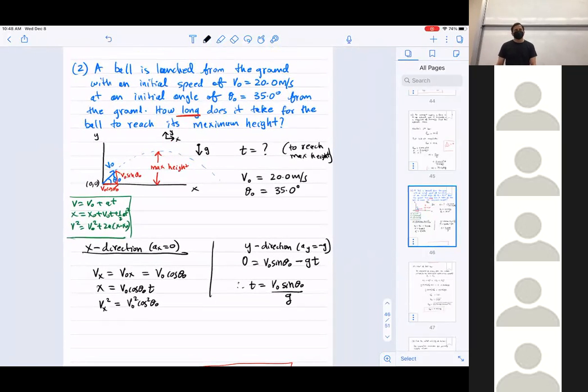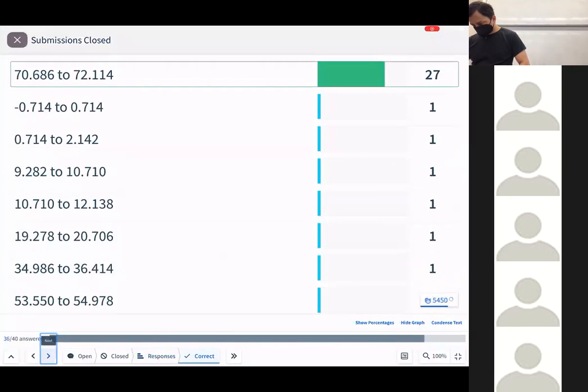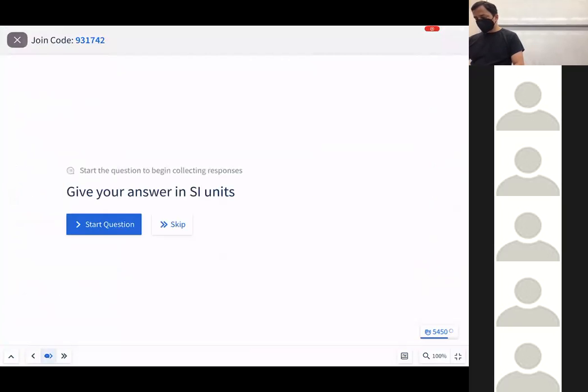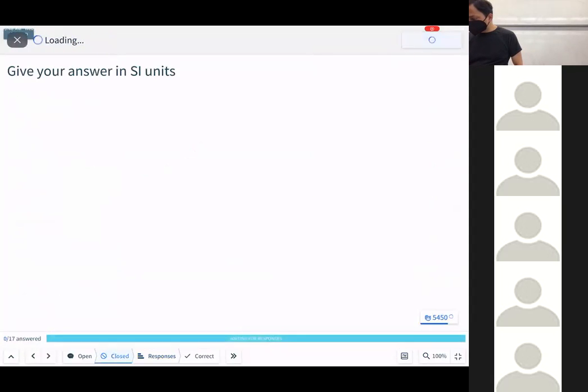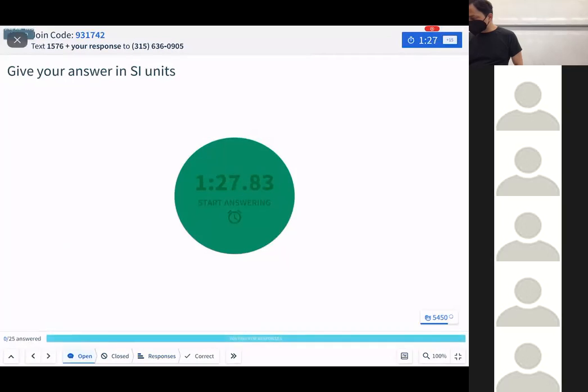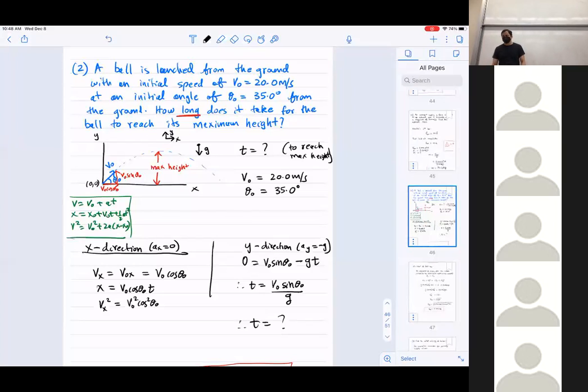I'll make this a top hat question, see what is the answer. T is equal to what? Let me make this the last top hat question. So give your answer in SI units. So your time you want to solve for in seconds. I'll open up the question here. And let me make it 2 minutes for you to answer. And then I will come back here so you can still answer on top hat, but look at this.